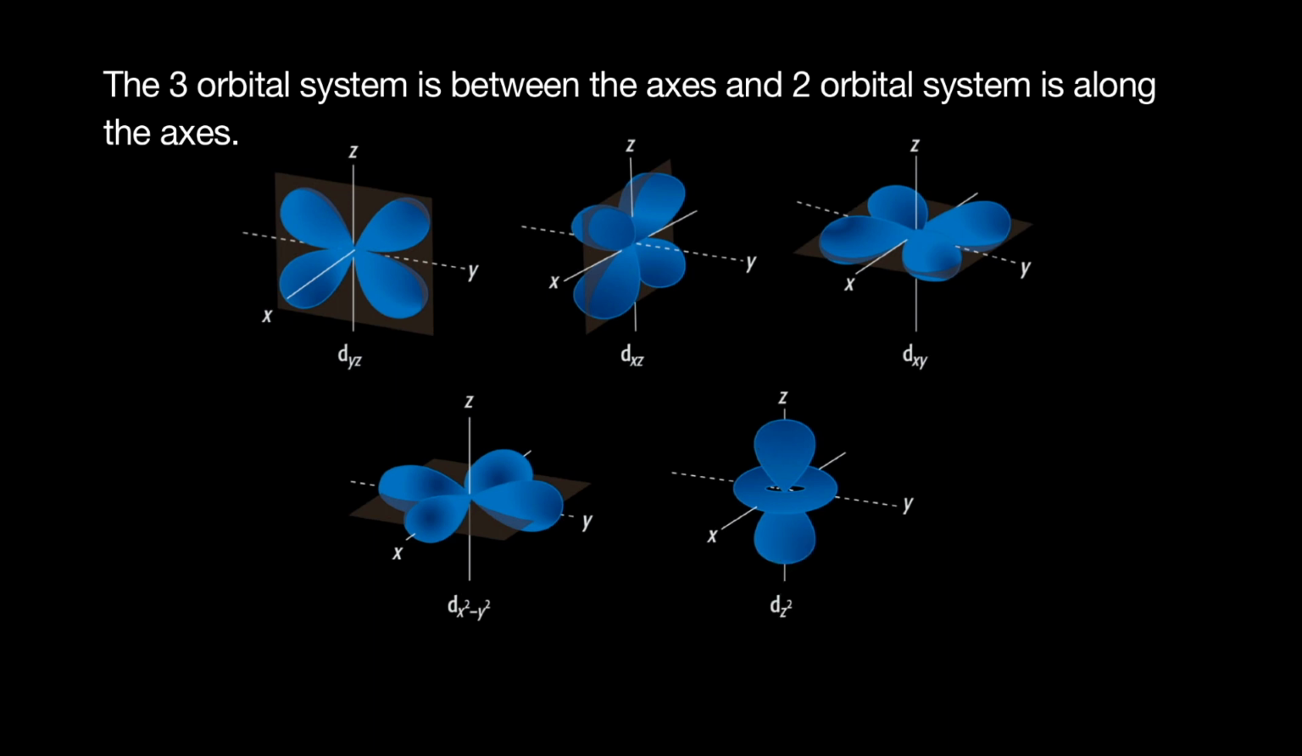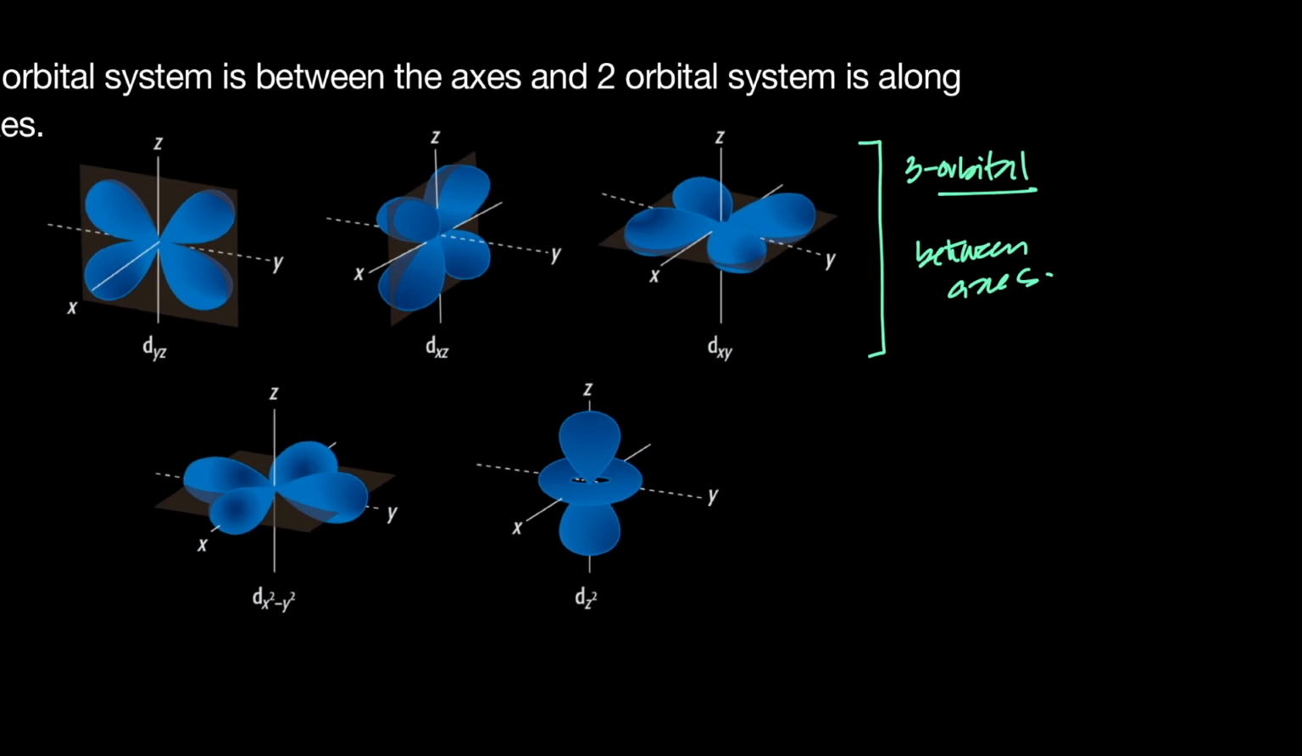Now they're also labeled in sets of 3 and 2 because the above 3 are the 3 orbital group, and this is the 3 orbital group. And what are they? They are the ones that lie between axes. Now what do I mean when I say they lie between axes? It's easier for me to draw it for you separately, especially since it's not very obvious here. So let me draw it out for you and then go back to there.